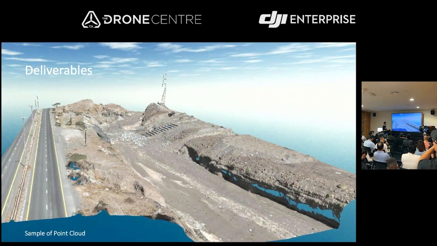Here we can say this is a point cloud, a 3D color point cloud. You can see it almost in 3D. You can also generate 3D modeling from the point cloud. You can see everything with the height also.